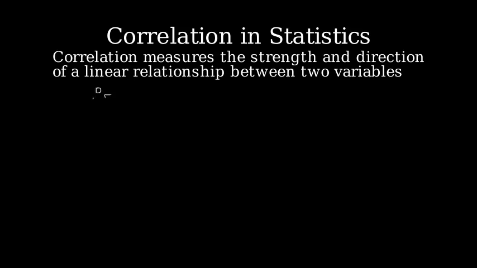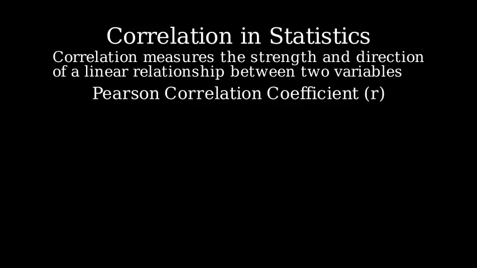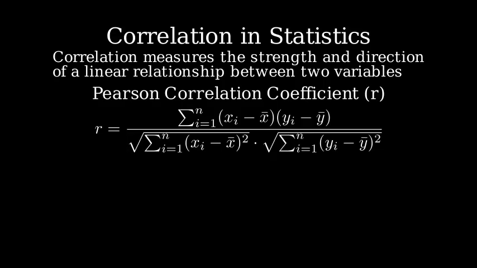and y. The most common measure of correlation is the Pearson correlation coefficient, which is denoted by the letter R. The formula for the Pearson correlation coefficient looks like this. R equals the sum of (x_i minus x bar) times (y_i minus y bar), divided by the square root of the sum of (x_i minus x bar) squared times the square root of the sum of (y_i minus y bar) squared.